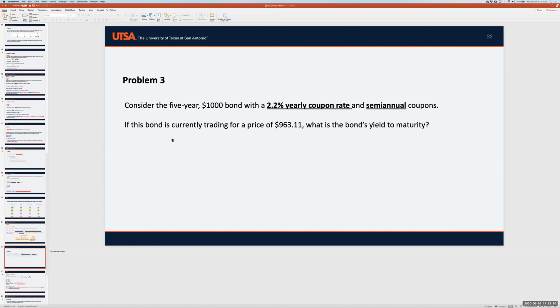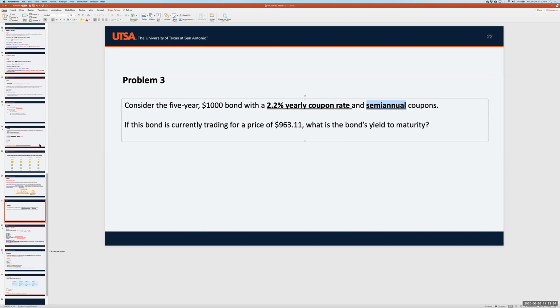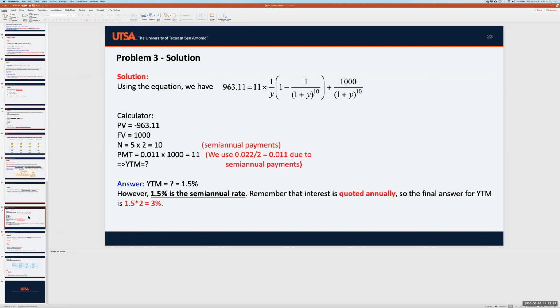Problem 3, consider the 5-year 1000 bond with a 2.2% yearly coupon rate and semi-annual coupons. This is extremely important. If you see this, you need to be very cautious, because now you need to calculate semi-annual coupons, which is just 1.1%, right? You need to divide the yearly coupon rate by 2 to find the semi-annual coupons. If the bond is currently trading for a price of 963.11, what is the bond's yield to maturity? Same calculation, but it's kind of tricky because you need to use semi-annual coupon payments.